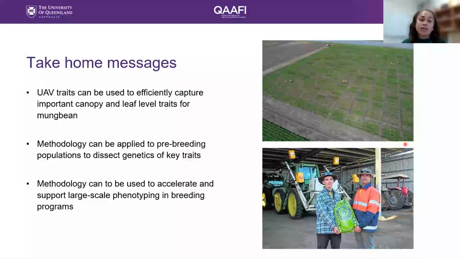Another point is that this methodology can be applied to pre-breeding populations to dissect the genetics of the traits. Particularly for canopy development, it's a really hard trait to look at overall. So if we can streamline this process and get some really valuable information, it can then be fed into pre-breeding programs. And finally, this methodology can be used to accelerate and support large-scale phenotyping in breeding programs. So just reiterating the utility of this technology to really help accelerate breeding efforts.